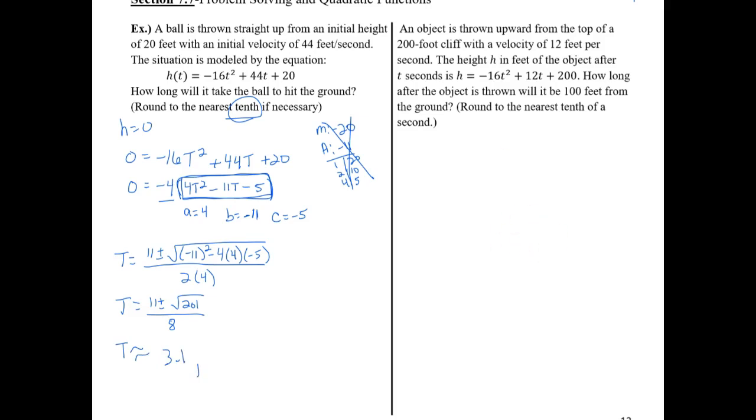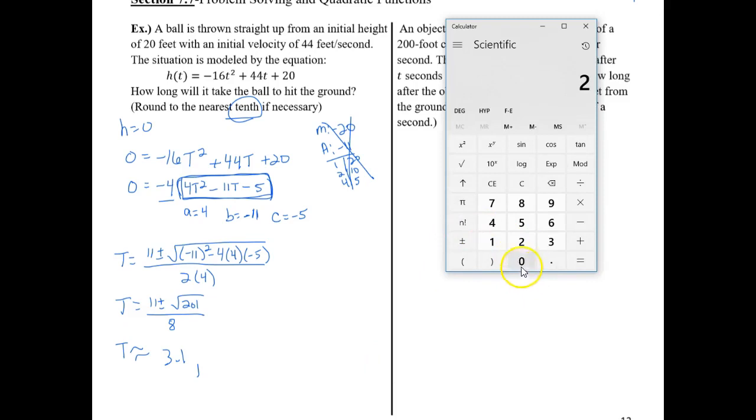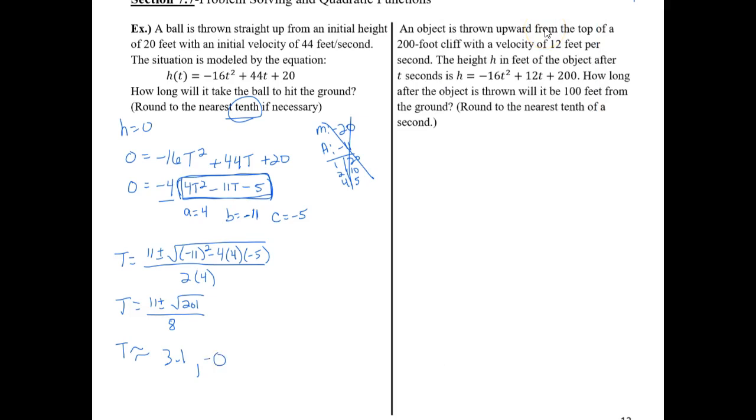And I need to do the negative radical. So 201, and I want the negative of that. I'm going to add 11 and divide by 8. I get negative 0.4. Now, since this is time, and time was in seconds, can we have a negative time? No, we're not time travelers. There's no negative time here. So at 3.1 seconds, the ball should be on the ground.